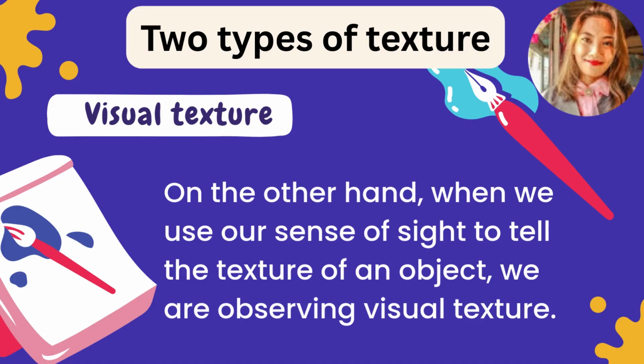Again, the two types of texture are physical texture and visual texture. When we say visual texture, it is how an object's surface appears to our eyes, while physical texture is what we feel with our hands. So those are the two types of textures.